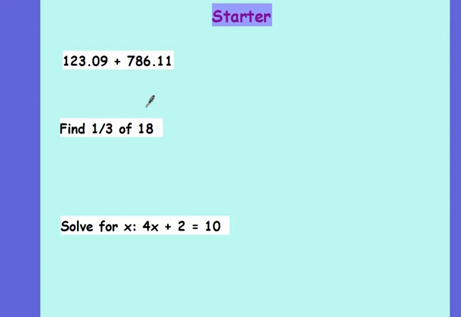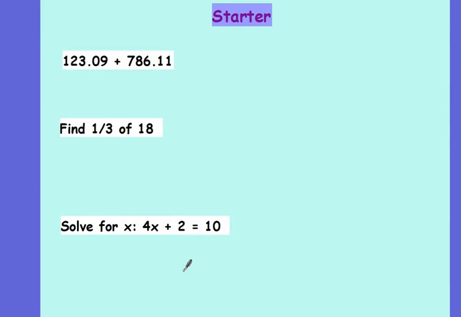Can you work out 123.09 plus 786.11? Can you then find for me what's a third of 18? And finally, can you solve for x? What's 4x plus 2 equals 10? What's x? Pause the video for a couple of minutes and in your light blue books have a go at these questions now, please.